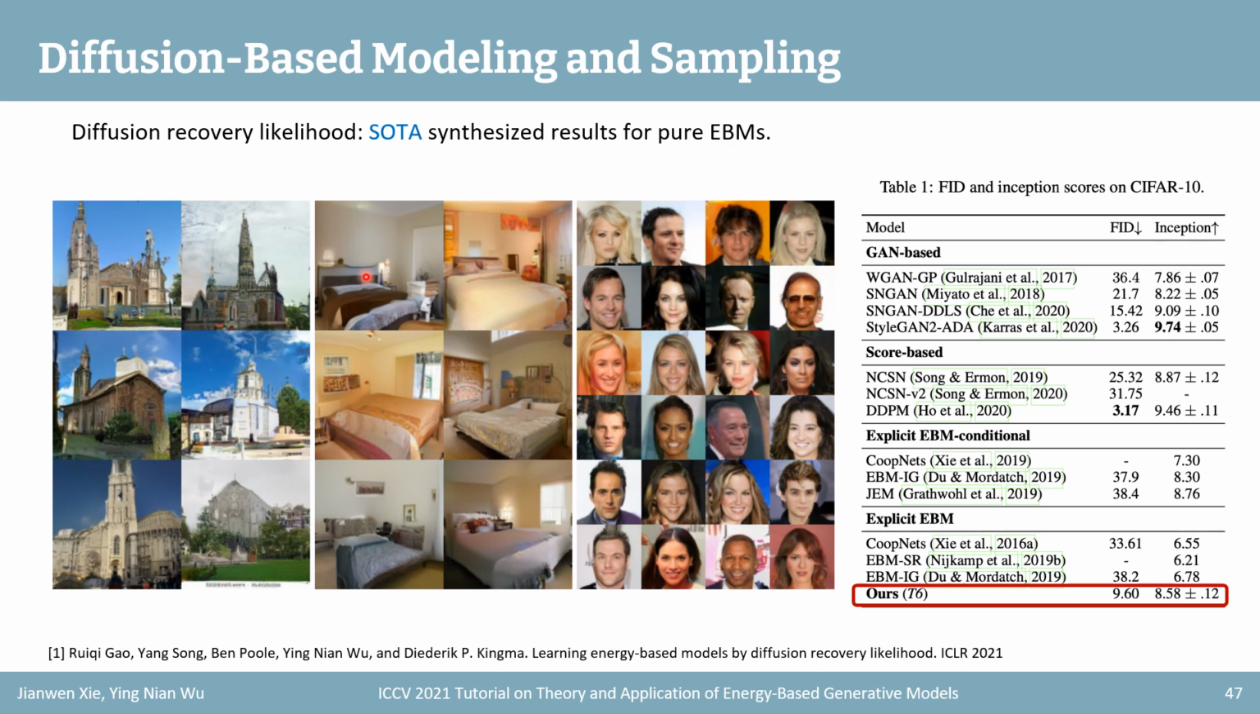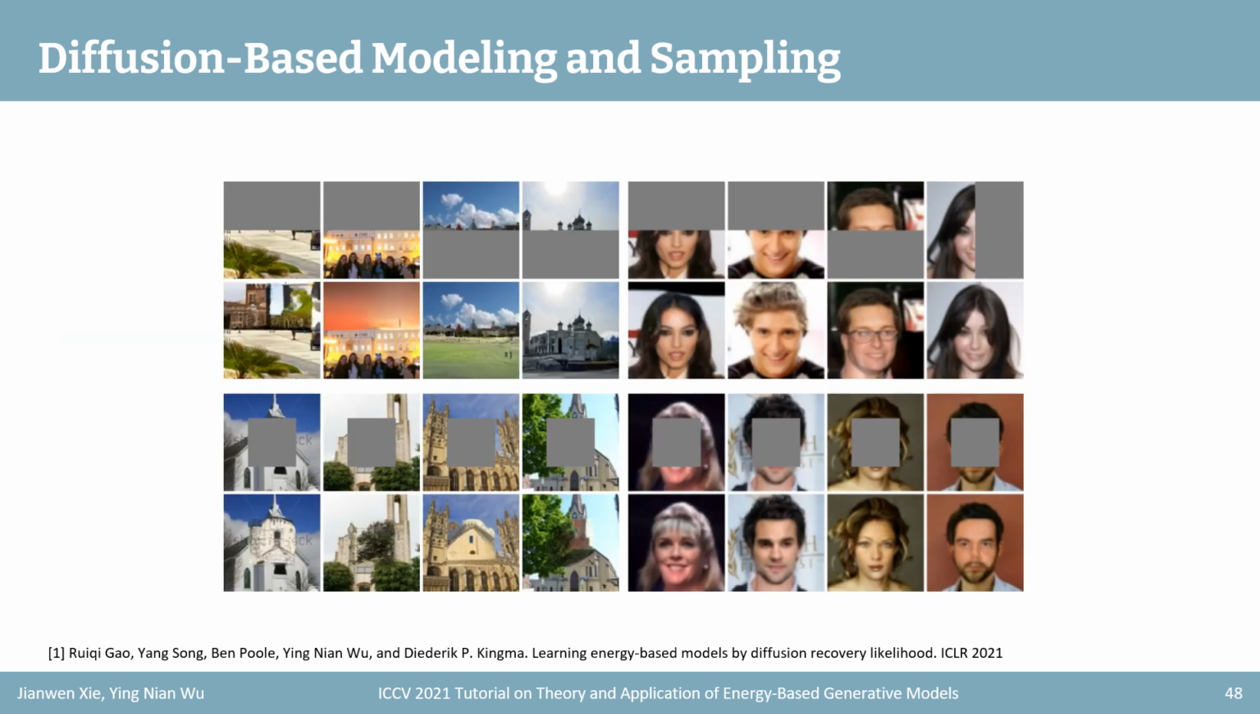So we call this method the diffusion recovery likelihood method. And these figures show some examples generated by the learned models. You can see that they are actually very realistic at high resolution. And in terms of the FID score and the inception score, this method achieves the best synthesis quality among all the energy-based models. And here are some examples of inpainting, where the first row shows the masked images and the second row shows the recovered images, and they are quite realistic.